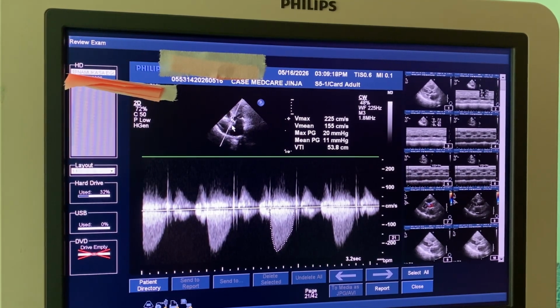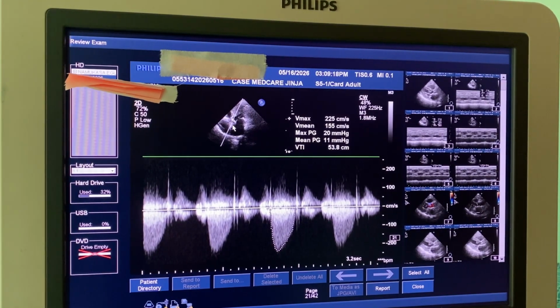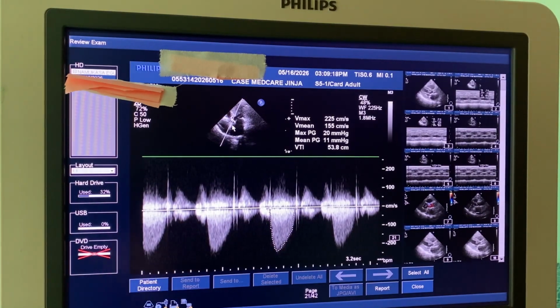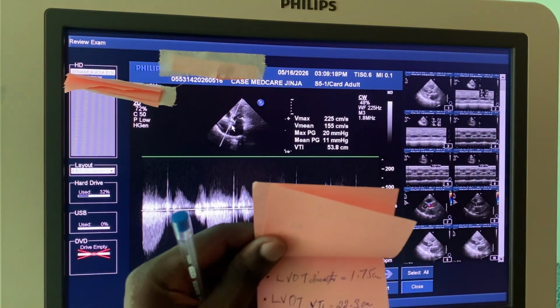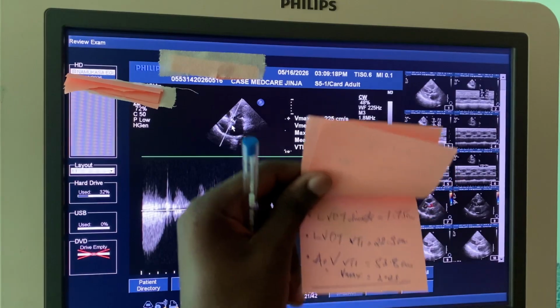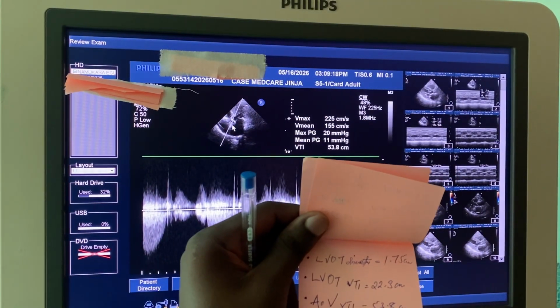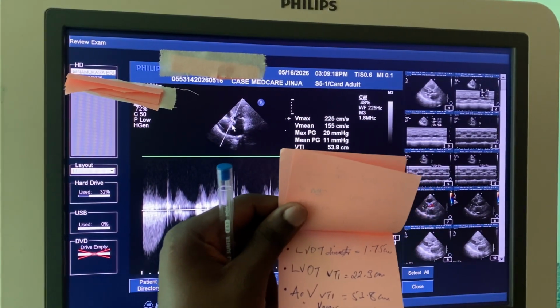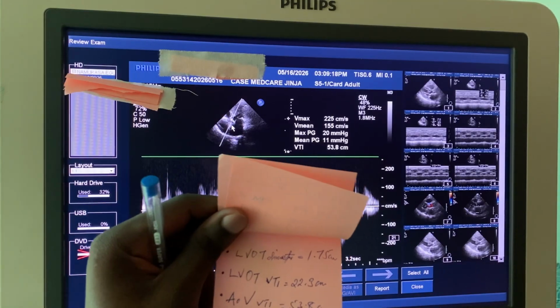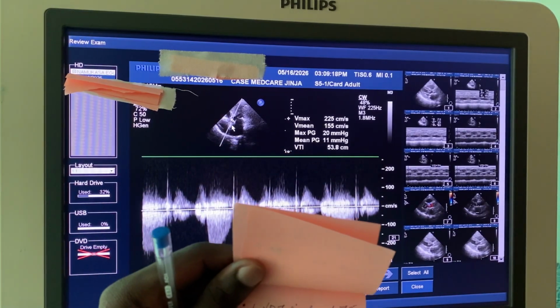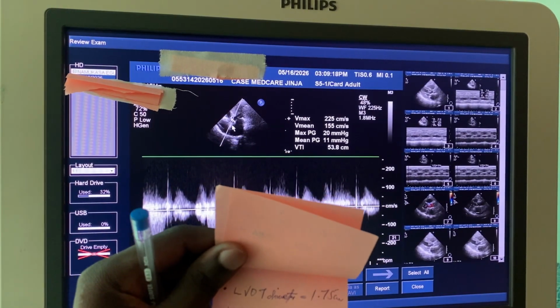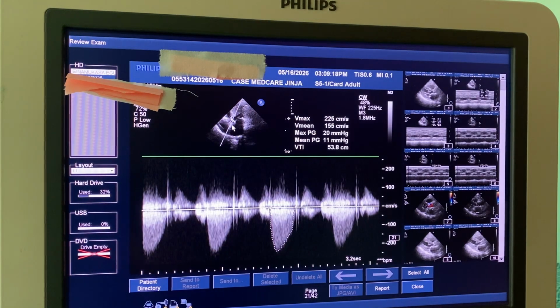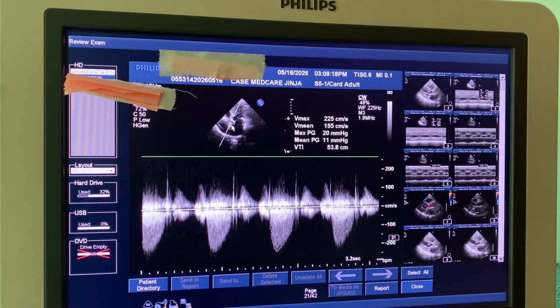LVOT area was this one. So LVOT stroke volume is going to equal LVOT VTI times LVOT area. That is the stroke volume. Now we go on to the aortic valve.